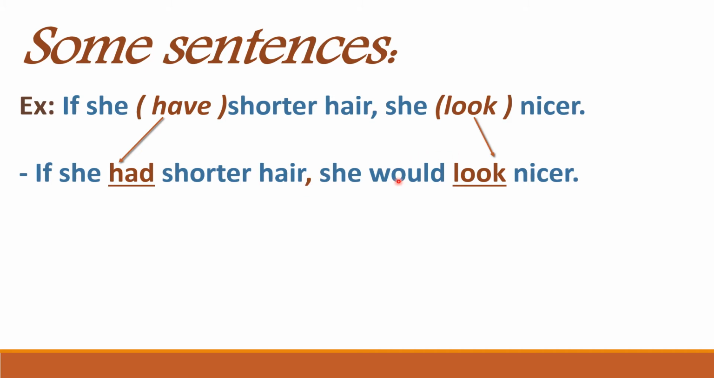In the second part, the main clause of this case of second conditional, we notice look, we wrote it, but we added something before it: the modal verb would. Based on the rule, subject would plus infinitive, and we notice look is the infinitive. So if she had shorter hair she would look nicer.